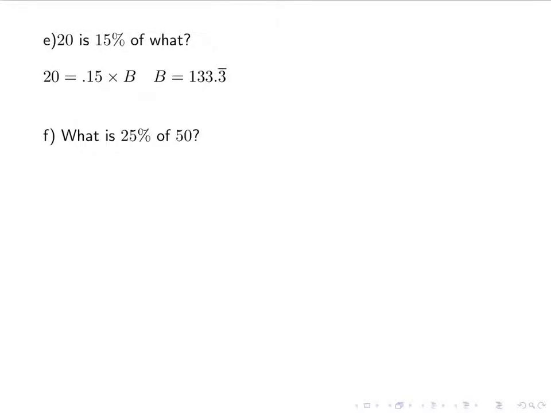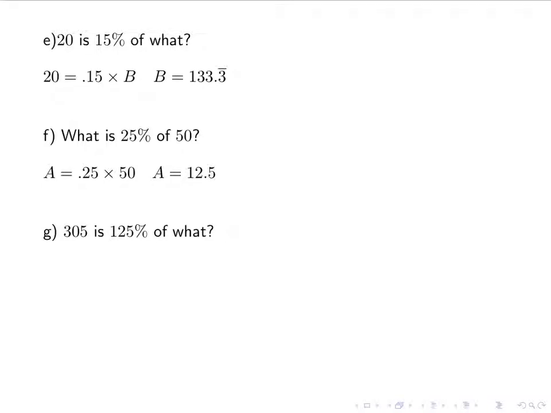F, what is 25% of 50? So what is A? Is equals, 25% is 0.25, of multiplication, 50. And if I multiply this through, I get that A is 12.5. You should always go back and make sure your answer makes sense. Does it make sense that a quarter of 50 is 12.5? Does it make sense, going back to E, that 15% of 133.3 is 20? Does it seem reasonable? Right? So always go and say, does my answer make sense?